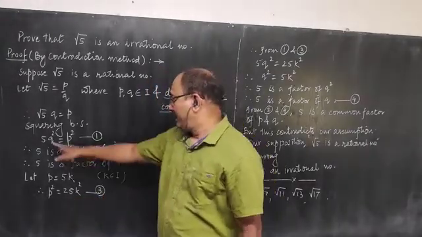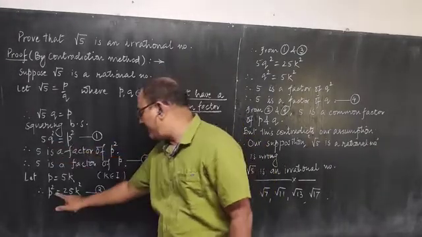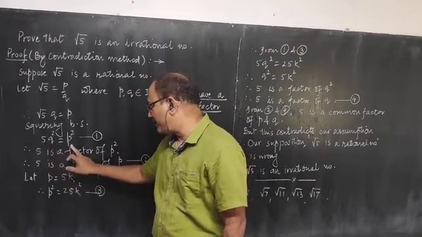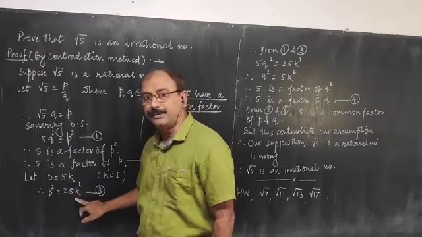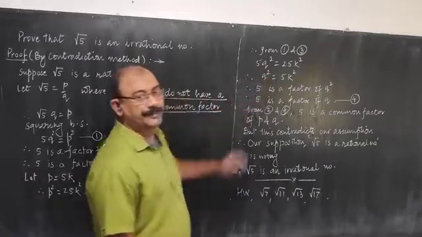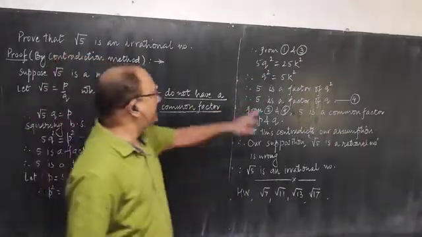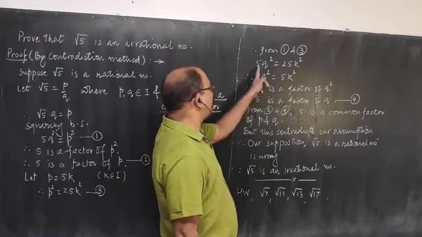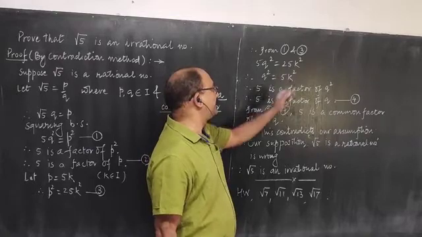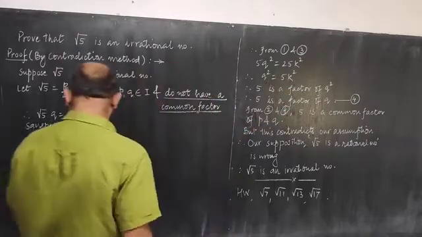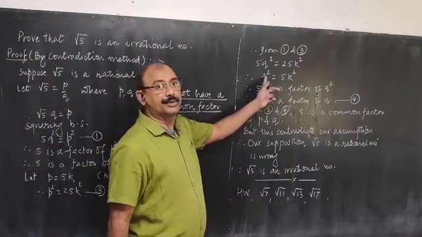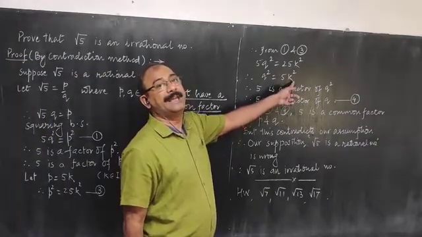Now 5q square is equal to p square, and p square is equal to 25k square. If a is equal to b and b is equal to c, then a is equal to c. So from equations 1 and 3, we reach the conclusion that 5q square is equal to 25k square. If you transfer this 5 to the denominator, you get 25 upon 5, that is 5k square. You are getting a similar equation: q square is equal to 5k square.